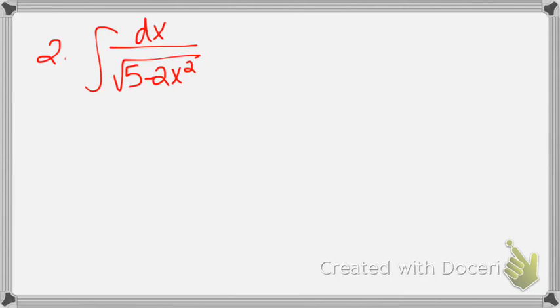Okay, we're going to do another arc sine one. Do you agree that this looks like it could be arc sine? Yes. Eventually, yes. I need to get rid of that 5. I need that to be a 1. So we're going to do exactly what we did last time, which is what? Factor out the 5.